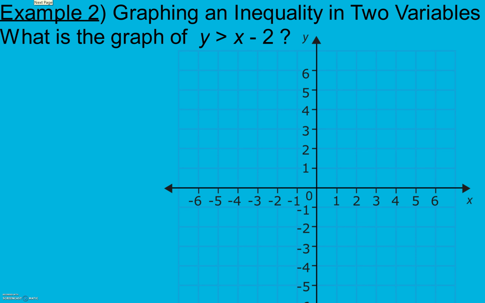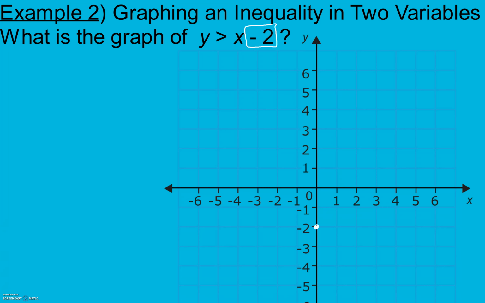In example 2 here, we're going to graph an inequality in two variables. What is the graph for our equation here? Y is greater than x minus 2. We are still going to start at our intercept. And remember, that's our y-intercept. So it's where it crosses the y-axis. And that's at negative 2.